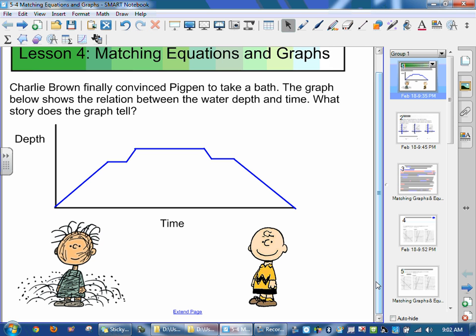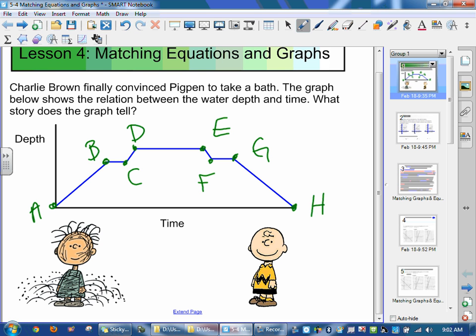So I'm going to label some points here. I call this point A, and this point B. This point C, this point D. Here's E, there's F, here's G, and there's H. Those are all different lines. We've got diagonals, horizontals. Okay.